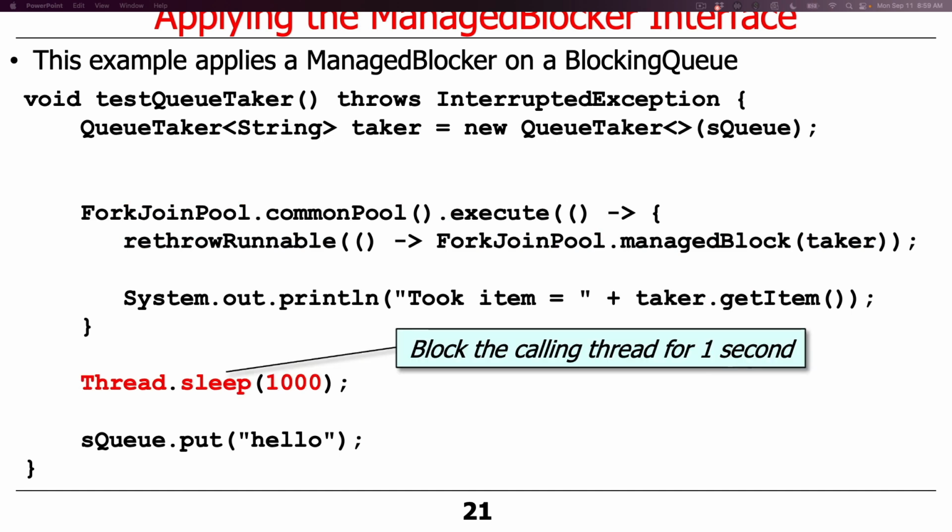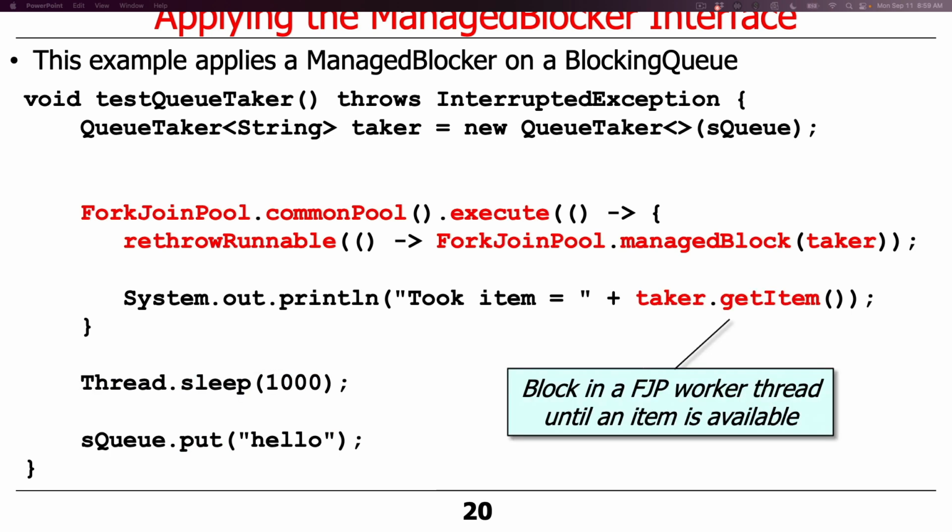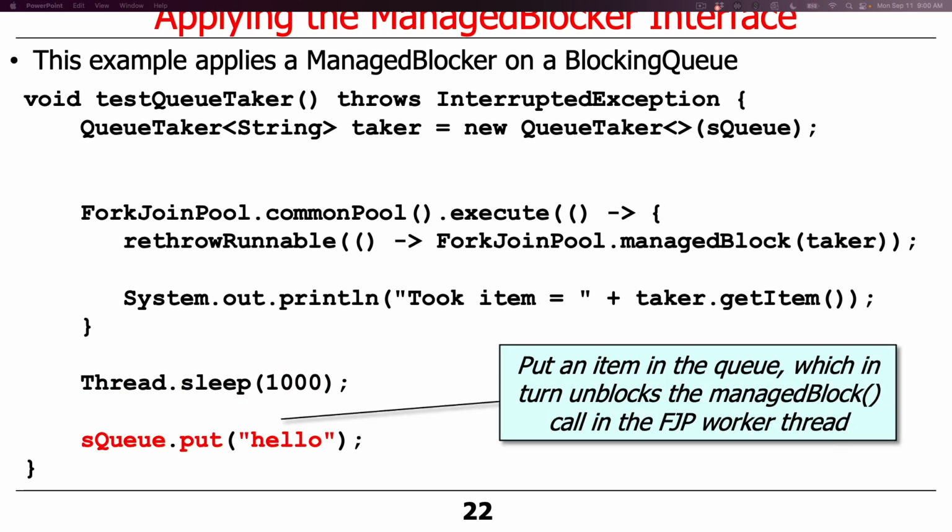And then we're going to sleep for a second, and we're going to put an element into the queue. So we're going to say put hello. And until that point, this call here is not going to, rather, this won't get called. This call here will block until an item is available. And then when we call the getItem method here afterwards, this call will not actually block. The call above it will block. OK, so that's basically how you can use a ManagedBlocker with some kind of buffered queue or bounded queue.